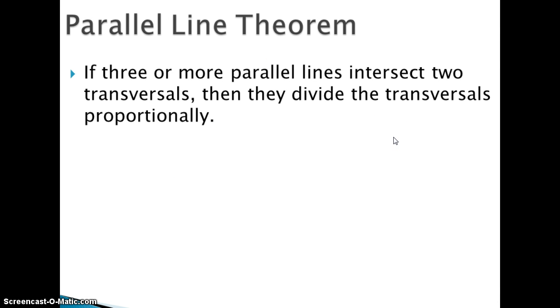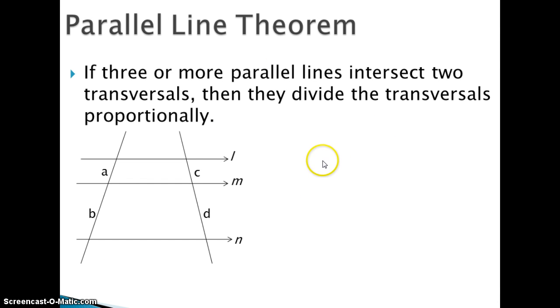Next one we have is called the parallel line theorem, and realistically we don't see triangles, but eventually there will be if these lines are going to extend out. It says if 3 or more parallel lines intersect 2 transversals, then they divide the transversals proportionally.